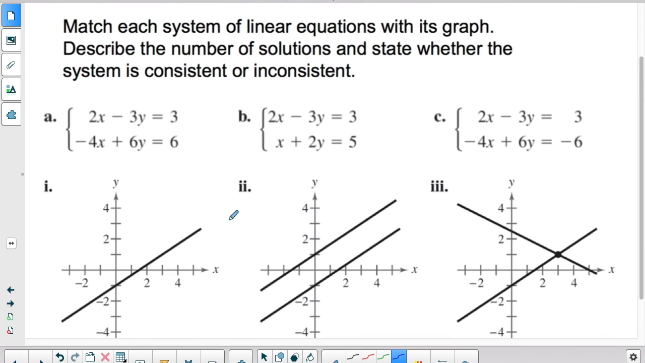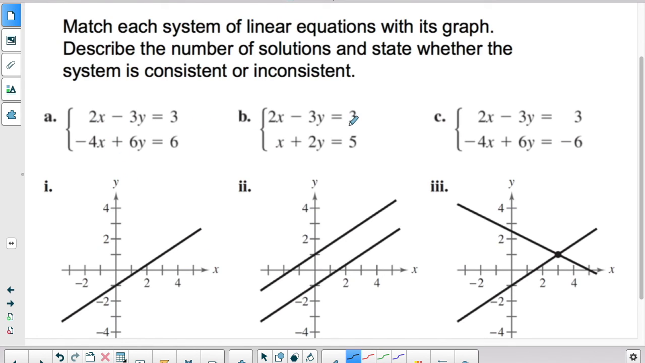So we're going to look at these three here. Match each system of linear equations with its graph. Describe the number of solutions and state whether the system is consistent or inconsistent. So we need to match it up. Now what we could do is graph these here and see which one works and matches up, or we can work it out and see.